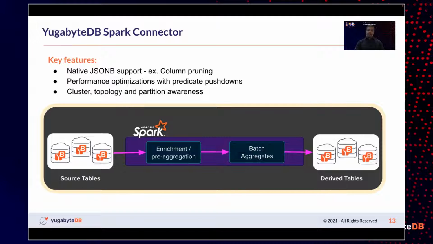In the Spark connector, we also support performance optimization with predicate pushdown, meaning when there are where conditions in the Spark application, in cases where it is efficient to push down to the database, that will be pushed to the database, and the database will execute that query with the where conditions and provide that output to the Spark application. We also support cluster, topology and partition awareness for Yugabyte. So when a Spark application runs, it creates the partitions and creates the tasks based on the Yugabyte cluster information.